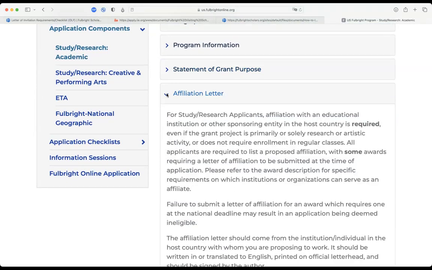And I will say, in all honesty, when I was first applying for the Fulbright, there was one year I didn't submit my application because I wasn't able to get a letter by the first deadline.